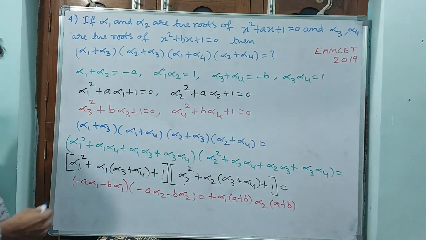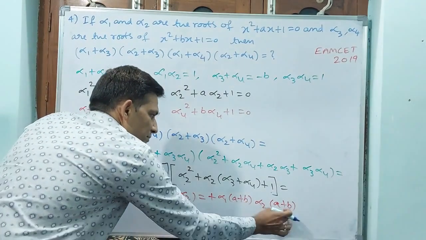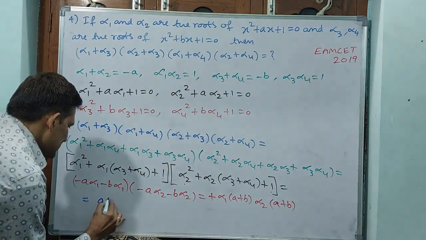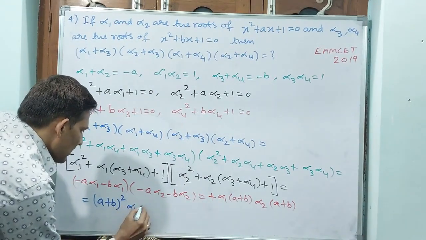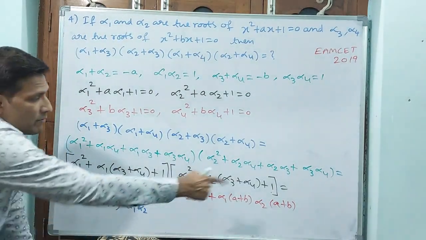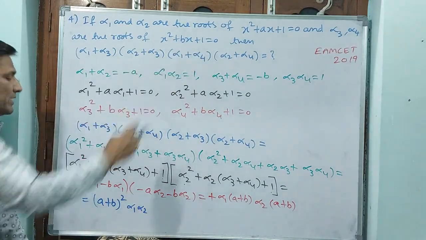See, all are multiplication and a plus b whole square shall I write? Definitely. A plus b whole square into alpha 1 alpha 2. You see, don't forget all are in multiplication. Okay.